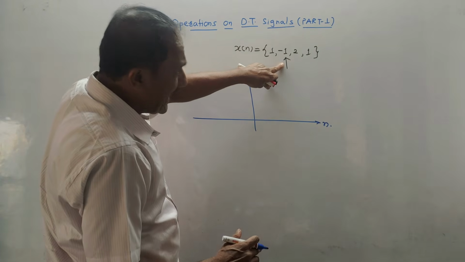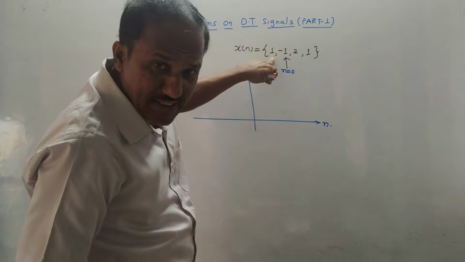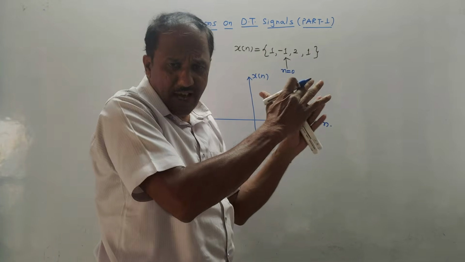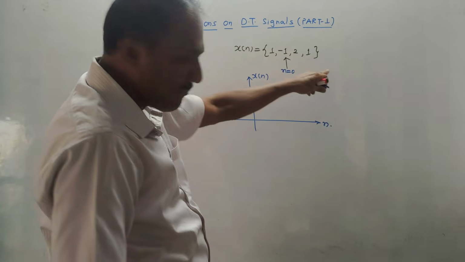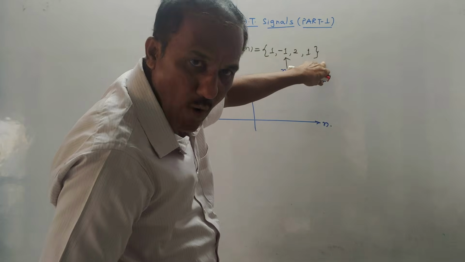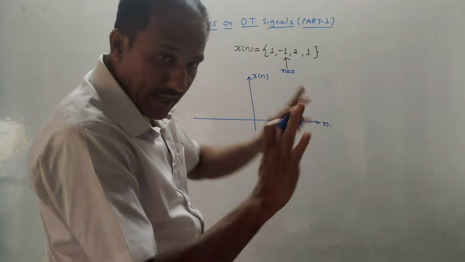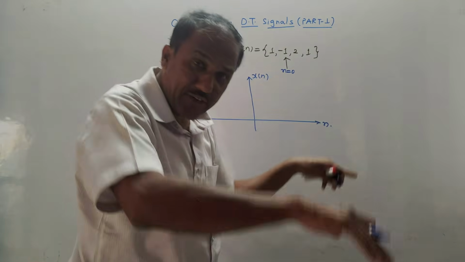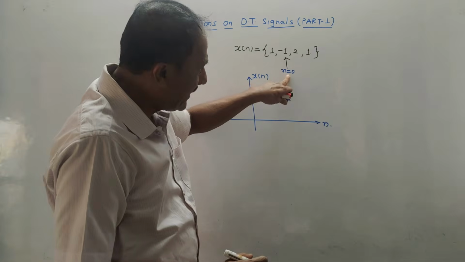Arrow always indicates the value at n is equals to 0. Do remember, these given values are values of amplitudes of the signal. So start reading every signal from left to right. So if I will read the amplitudes from left to right, it is 1, minus 1, 2, 1. So given things are amplitudes of the signal x of n. Value of n will not be mentioned anywhere in the given sequence. How to identify it? Check the arrow. Wherever arrow is there, at that position value of n is 0.